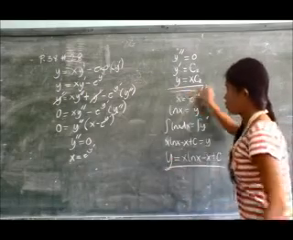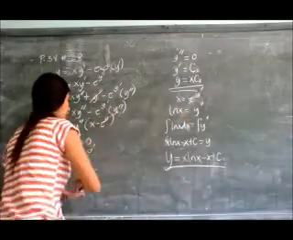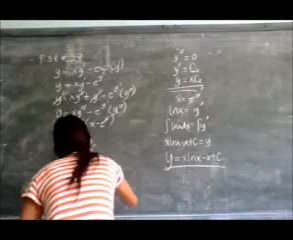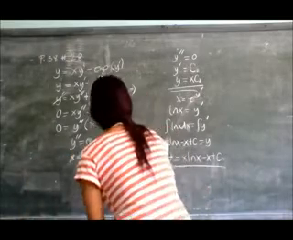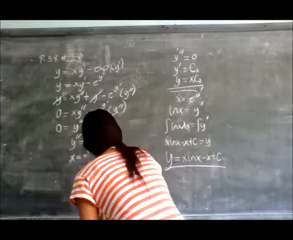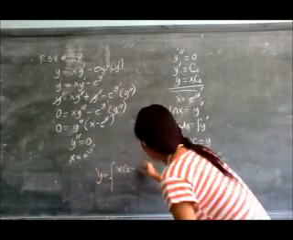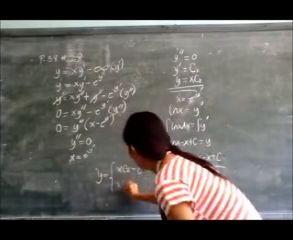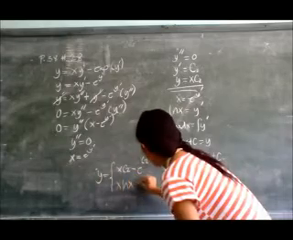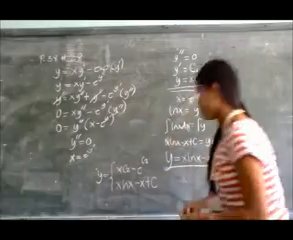So we have y is equal to x times c sub 2 minus e to the c sub 2, and we have ln of x minus x plus c. So these are the solutions to this problem.